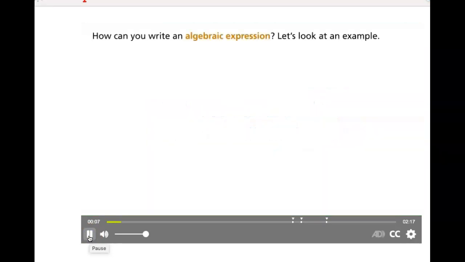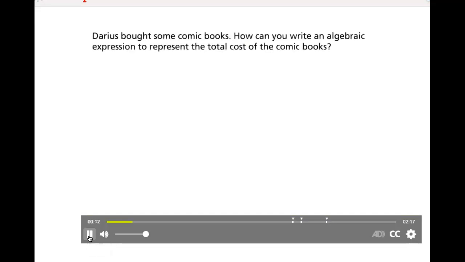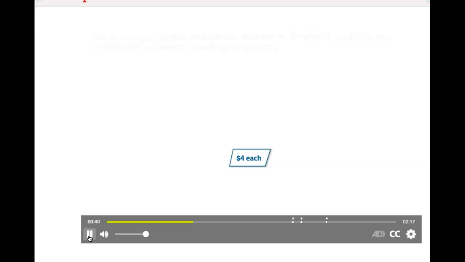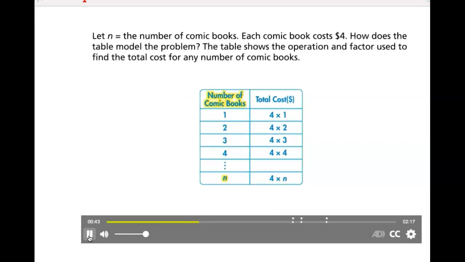How can you write an algebraic expression? Let's look at an example. Darius bought some comic books. How can you write an algebraic expression to represent the total cost of the comic books? What information is missing? The exact number of comic books Darius bought. Use a variable to write an algebraic expression. A variable is a letter or symbol that represents an unknown quantity. Let n equal the number of comic books. Each comic book costs $4.